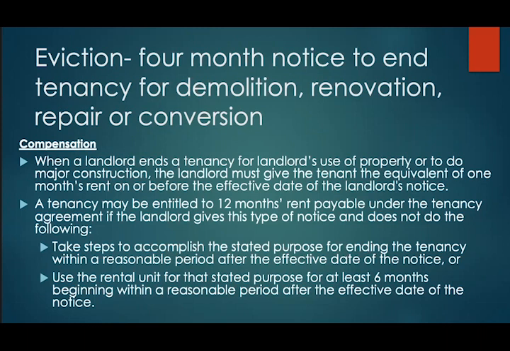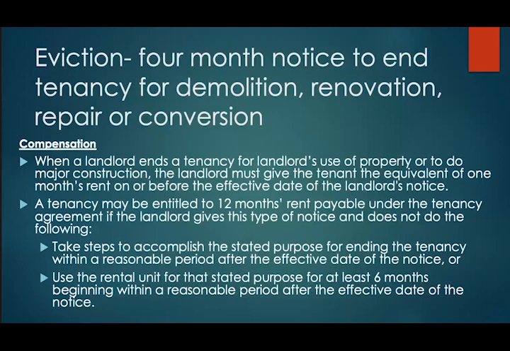So the landlord, if they don't take steps to accomplish the stated purpose for ending the tenancy within a reasonable period, or use the rental unit for that stated purpose for at least 6 months, beginning within a reasonable period. And the tough part is always how do you get evidence of this, but oftentimes tenants who know that they'd be entitled to this pay attention and try to see if the unit's been placed back on the market, because they're going to get their 12 months if they can show that the landlord did not use the unit for the stated purpose they said they would in order to end the tenancy with that tenant.